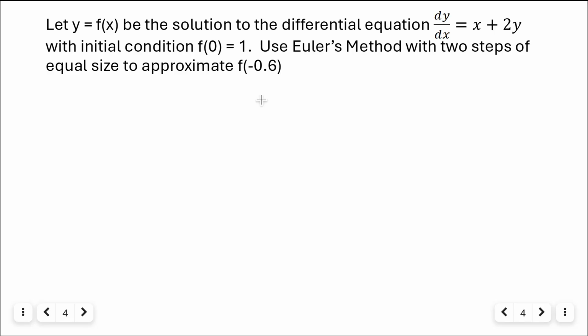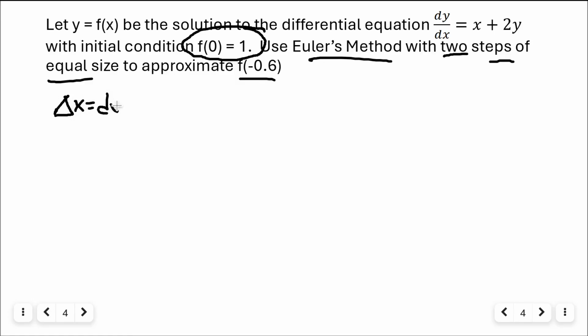All right, let's try another one. Same concept. Let f be the solution to the differential equation dy/dx equals x plus 2y, and same initial condition, (0, 1). It doesn't have to be (0, 1); in this case, it happened to be again. Use Euler's method with 2 steps again of equal size to approximate f of negative 0.6. So now my delta x, or dx: I'm starting from 0, I need to end up at negative 0.6, so I have to go down by 0.3 every step I take, or down by 3/10. Maybe it'll be easier to do it with fractions. We'll see.